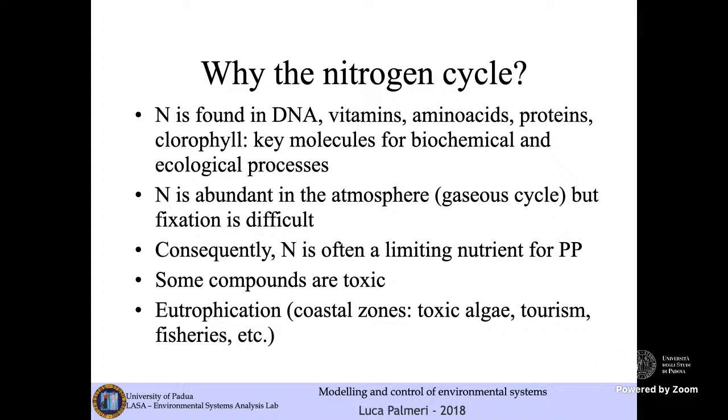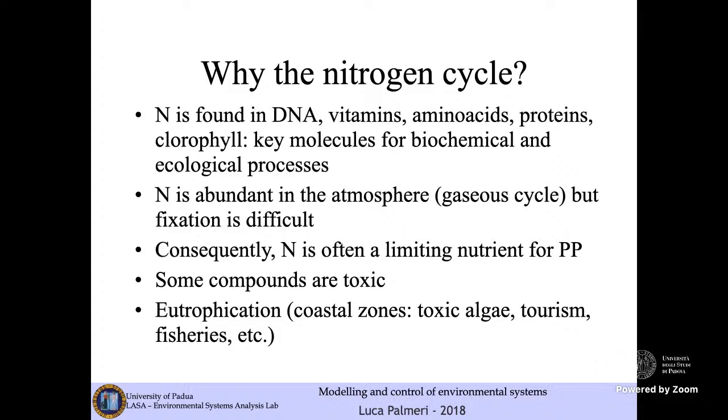Consequently, nitrogen is often a limiting nutrient for primary production. So this is why, when we are looking for nutrient limitation, as we will see next week, it is a very relevant process. When we deal with nutrient limitation, we shall study the availability of nitrogen for primary production. Some compounds of nitrogen are toxic. Okay, for example, nitrate is toxic.